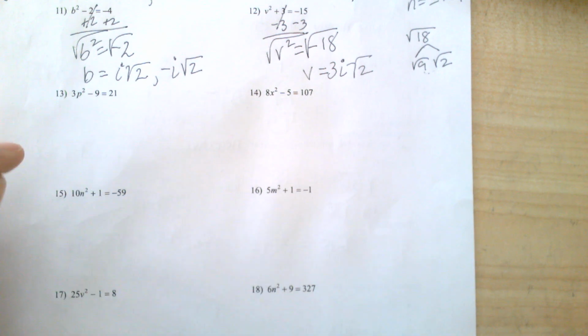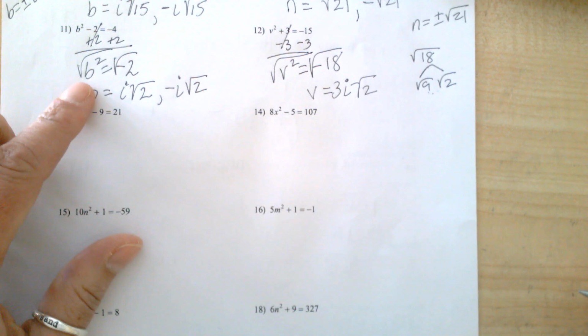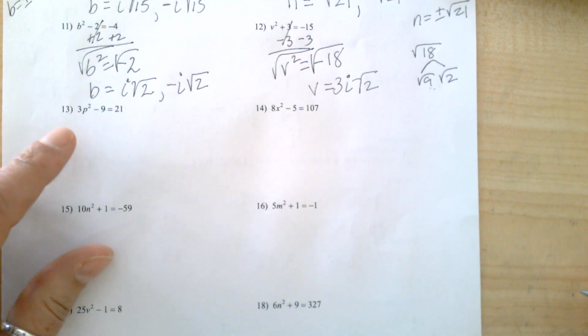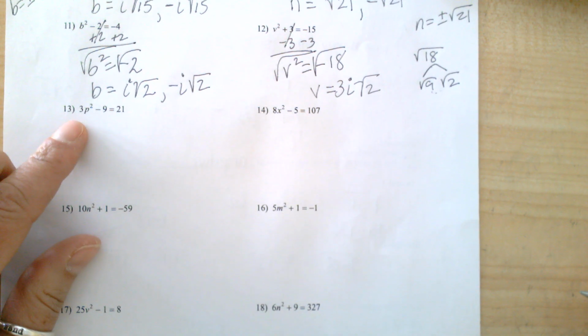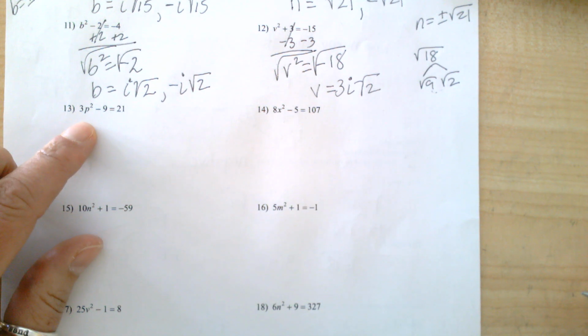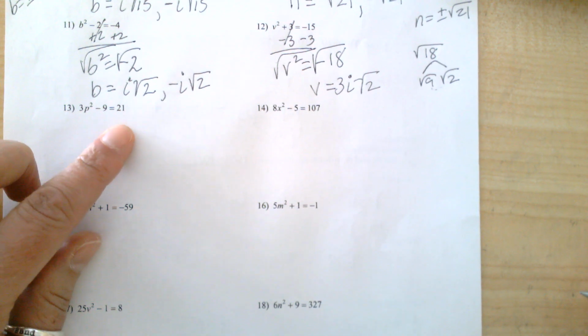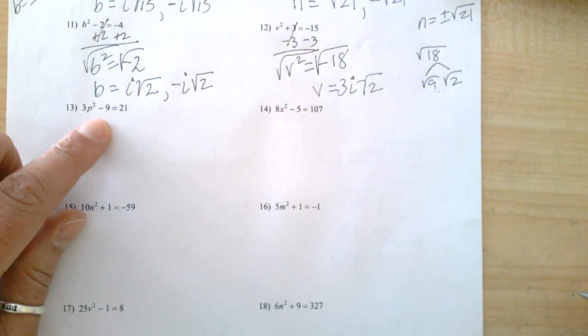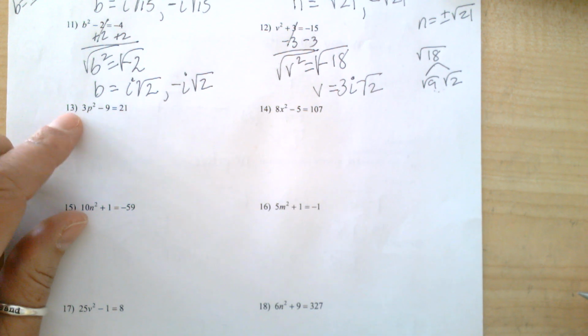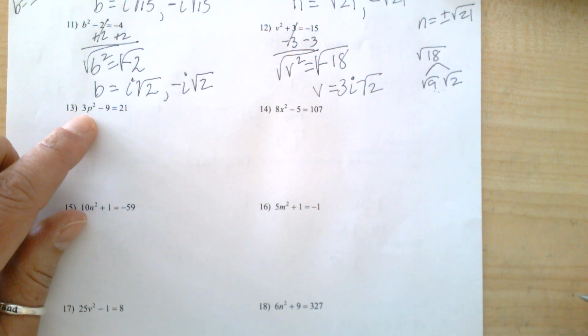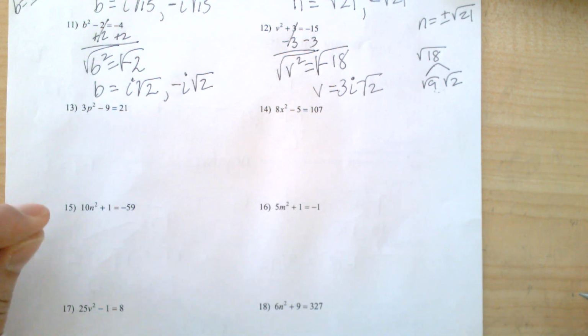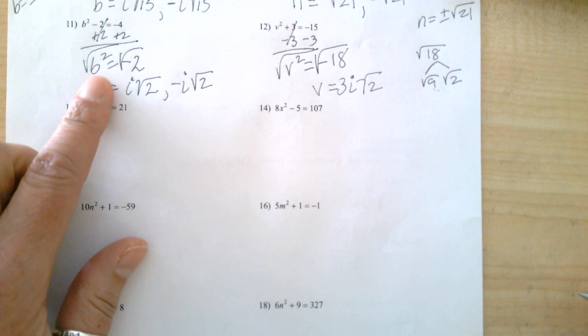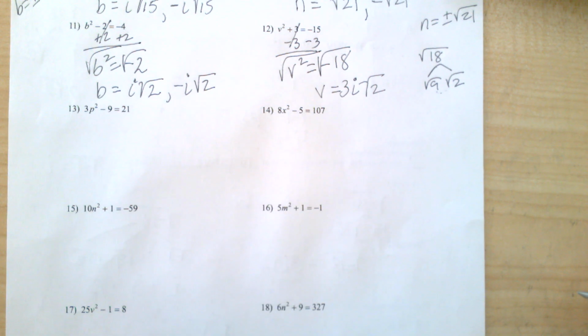Number 13, now we're getting into, again, another multi-step. So we went from one step, this was 2 steps, now we're into 3 steps. So we see we have 3 times p squared minus 9 equals 21. So we are going to have to move that minus 9 over, and we are going to have to move the 3 over. So these are ones where we need to move everything over so we can just have the square term on one side.